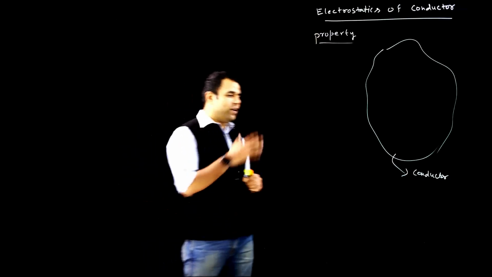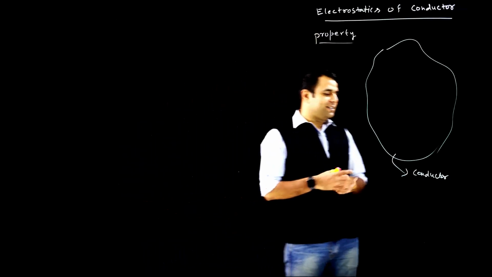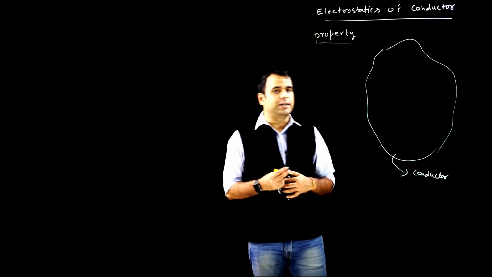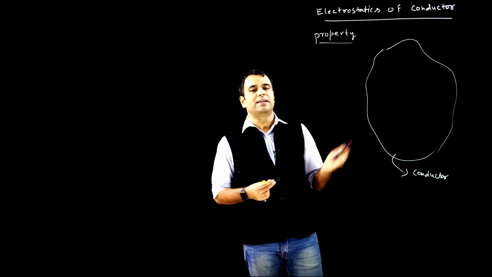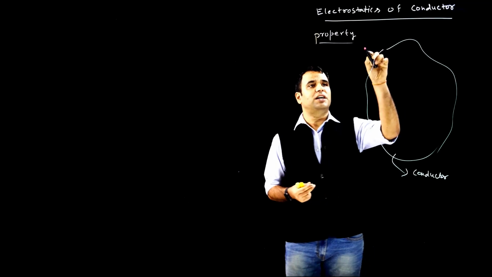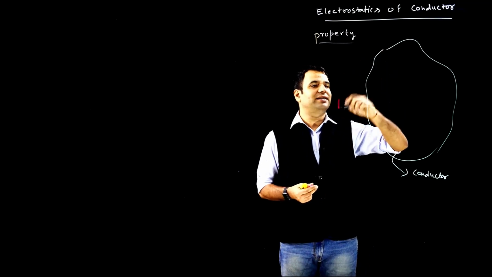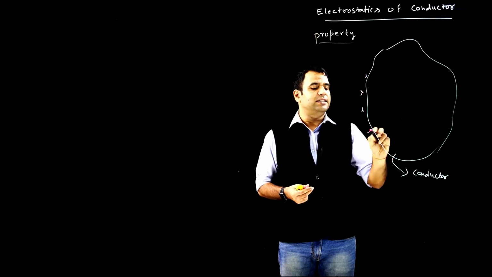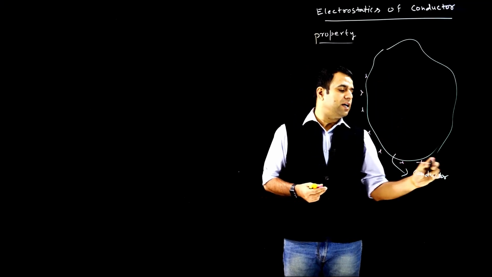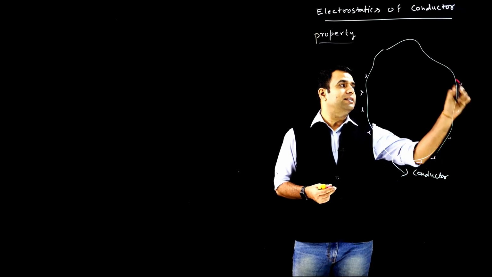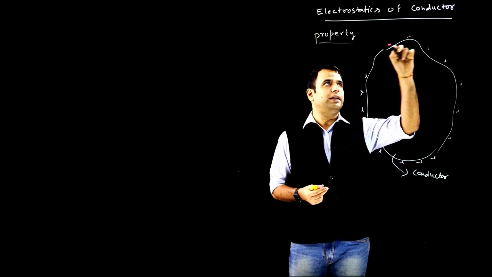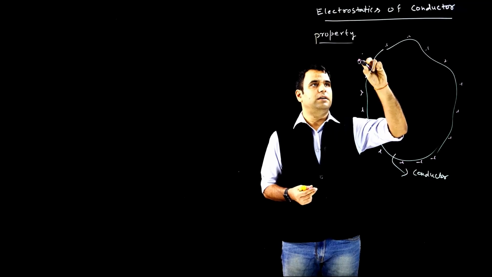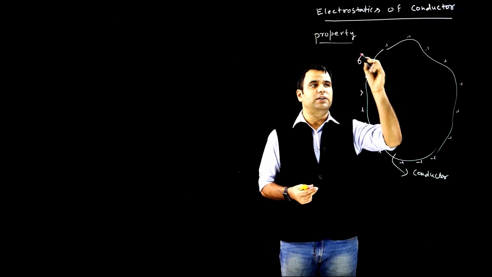Hello, we'll learn about one more property of the conductor. So if I'm having a conductor and if we provide an external, extra charge to the conductor, and let's say because of that extra charge, the charge density onto the conductor is sigma.